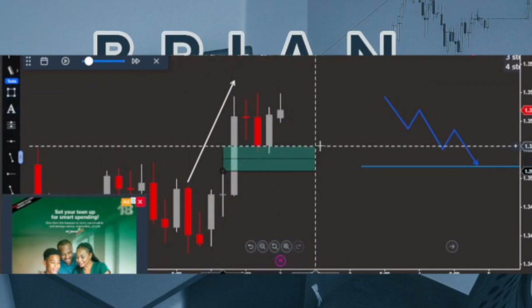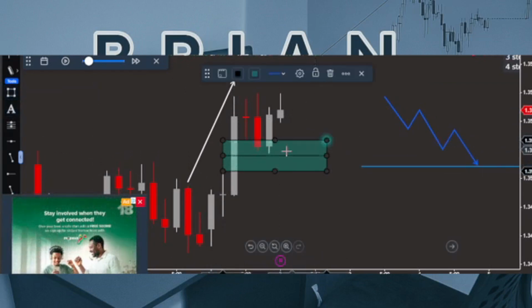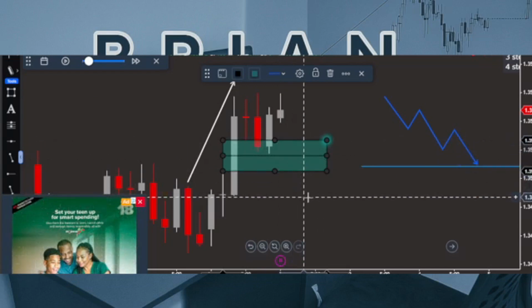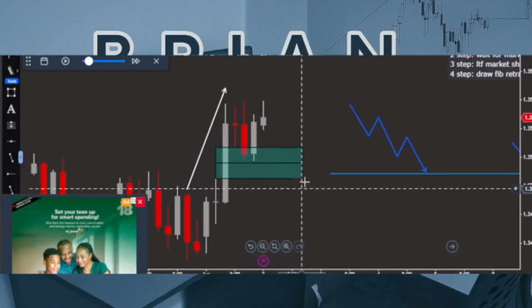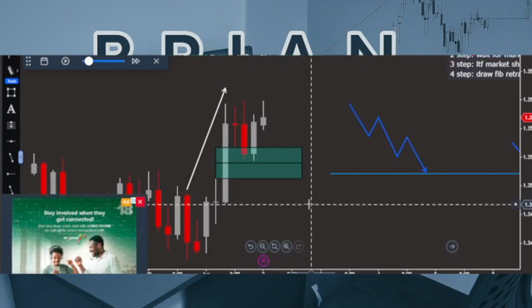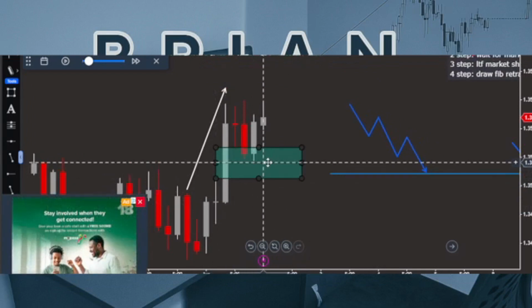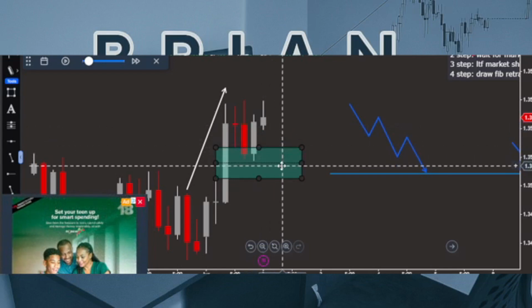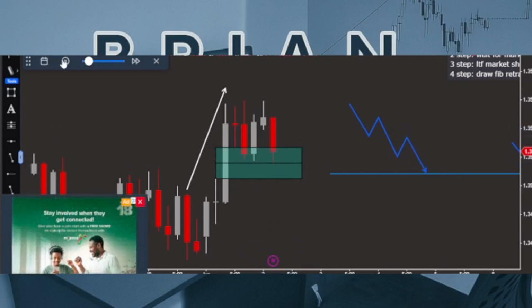If you draw a rectangle like that, you can see there is a difference between this low and this high. That is a fair value gap or an imbalance. That is a higher time frame point of interest we're gonna use. This is the 50% that we're gonna focus on. We wait for market to retrace unto this level for us to go on lower time frame. Nice reaction.